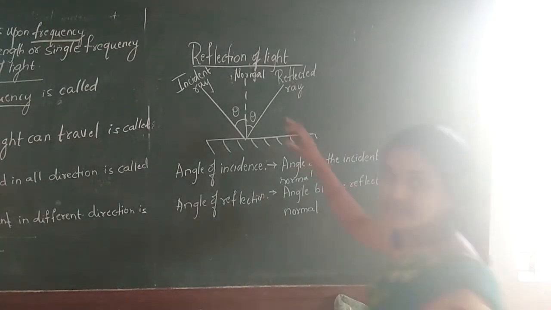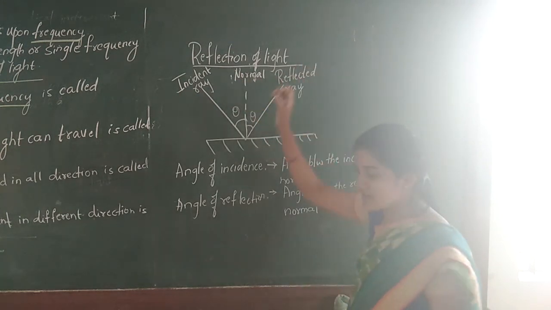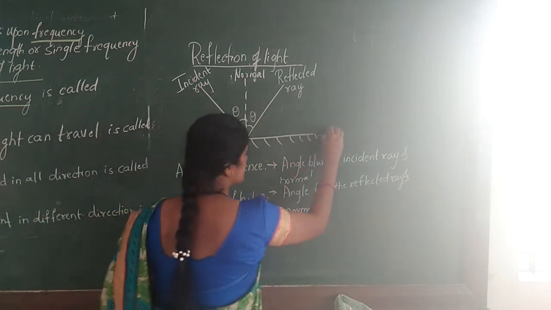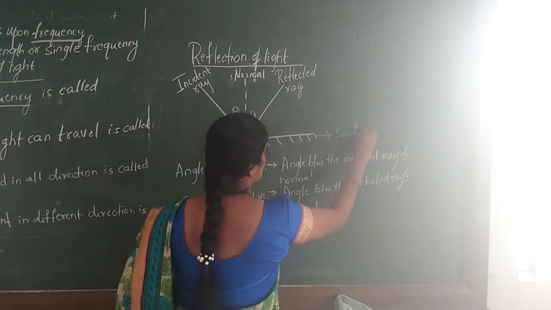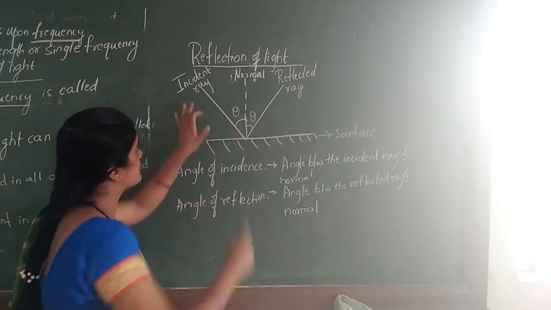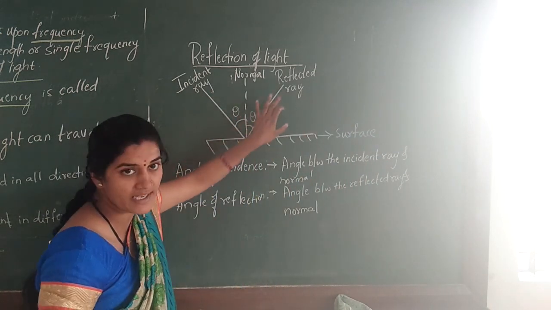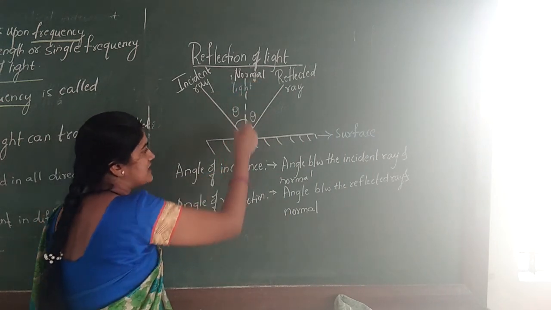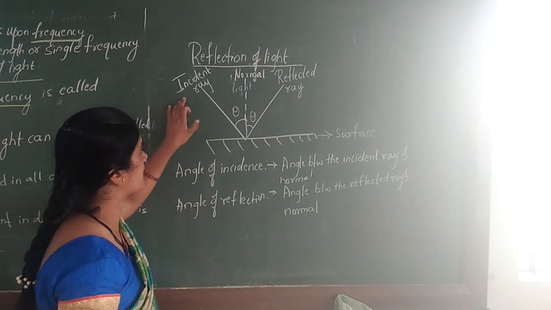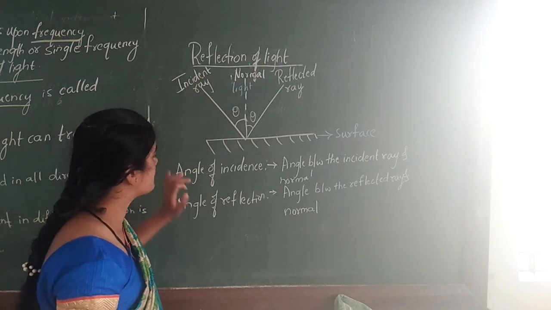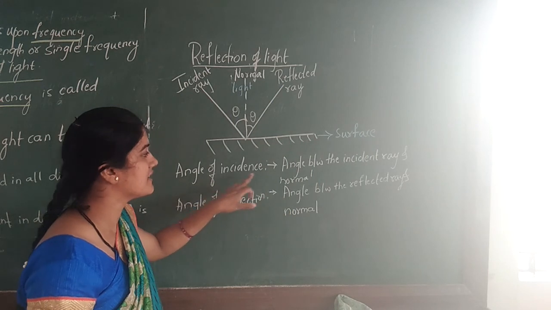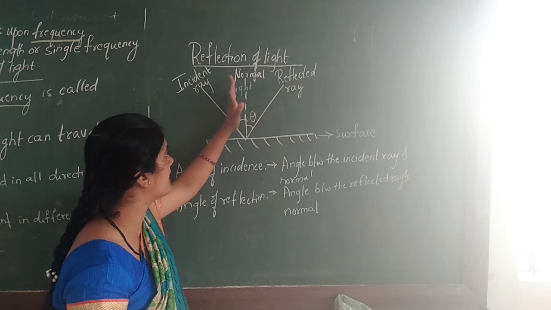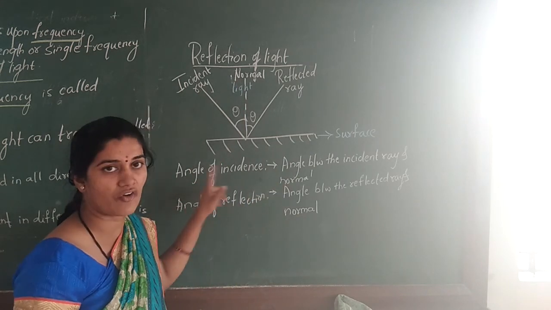Now next we are studying the reflection of light. Let us consider the diagram of the reflection of light. This is the surface, and here we consider the incident ray, the normal and the reflected ray. The light is falling on the surface. For the incident ray we define the angle of incidence, which is the angle between the incident ray and the normal.